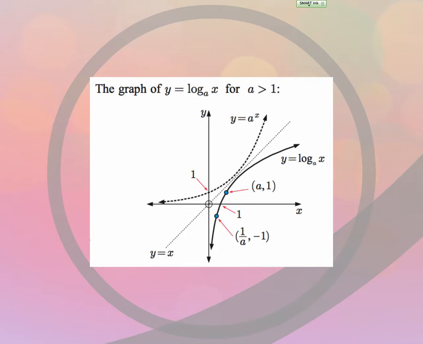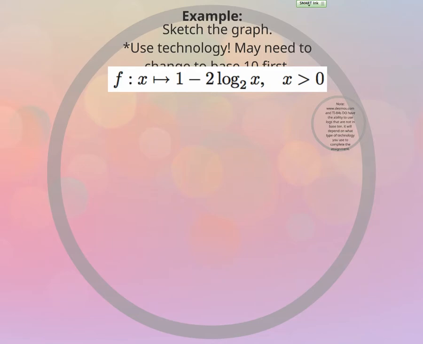All right, so we're doing this in a different order than we have in the past, but what I want you to do is write that down, the function. So the function is 1 minus 2 times the log base 2 of x.